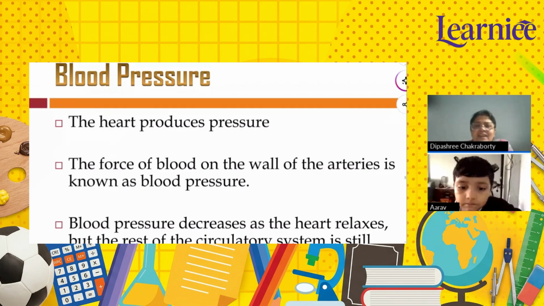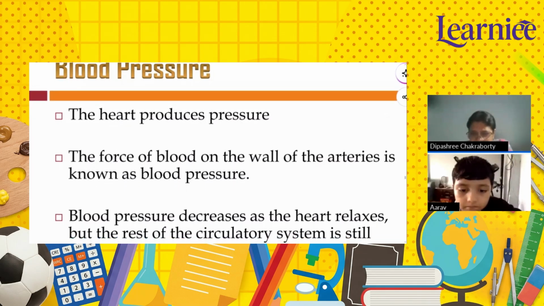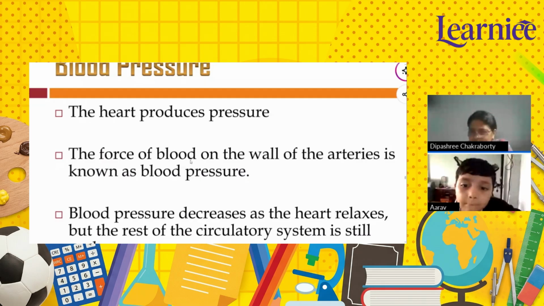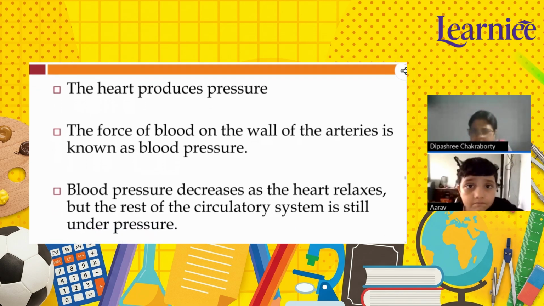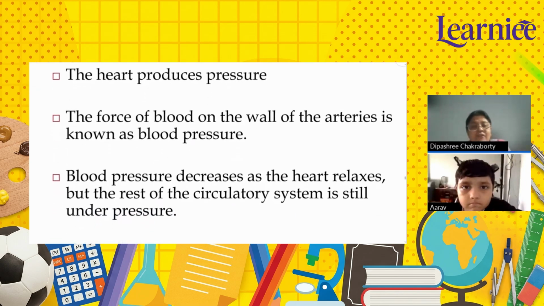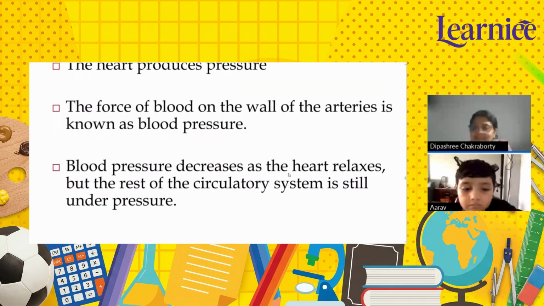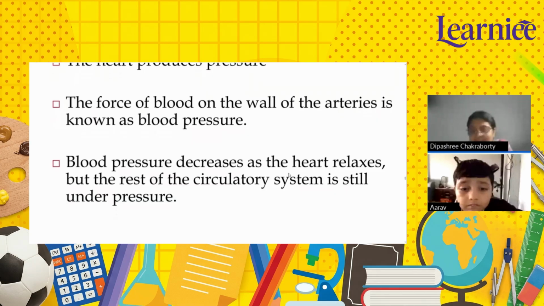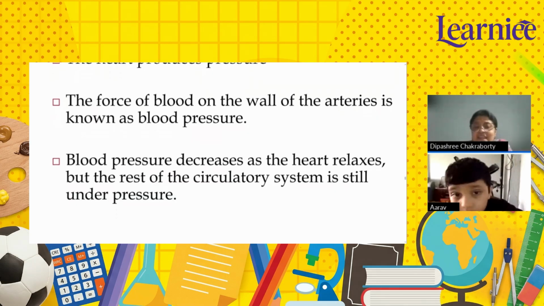Next, blood pressure. Let me read again. The heart produces pressure, we know that, right? Now the force of blood on the wall of the arteries is known as blood pressure. That is also normal. Now how it hampers, or how it helps, both ways. Blood pressure decreases as the heart relaxes, but the rest of the circulatory system is still under pressure.